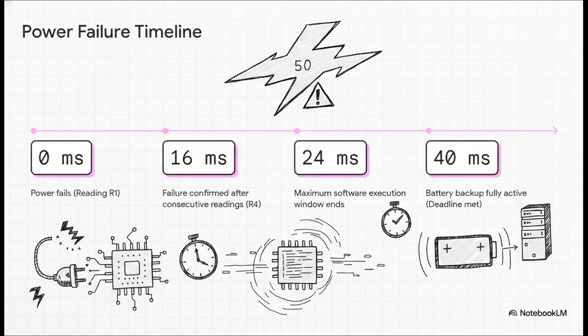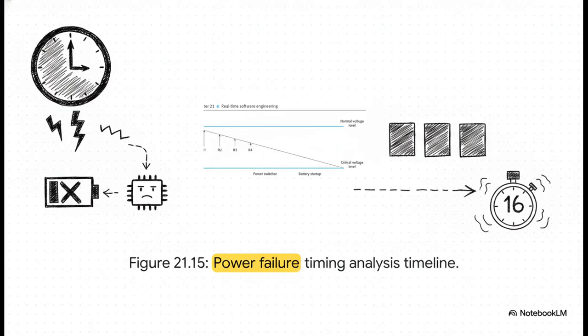Within that tiny 40 millisecond window, the failure must be detected, the software has to run, and the battery must physically spin up and turn on. This breakdown brilliantly illustrates the worst-case scenario for detection. Let's step through it. The system wakes up 250 times a second. That's every 4 milliseconds, just to check the voltage. But to stop false alarms from tiny temporary voltage blips, the system needs 3 consecutive bad readings to actually confirm a failure. 3 checks at 4 milliseconds each takes 12 milliseconds.